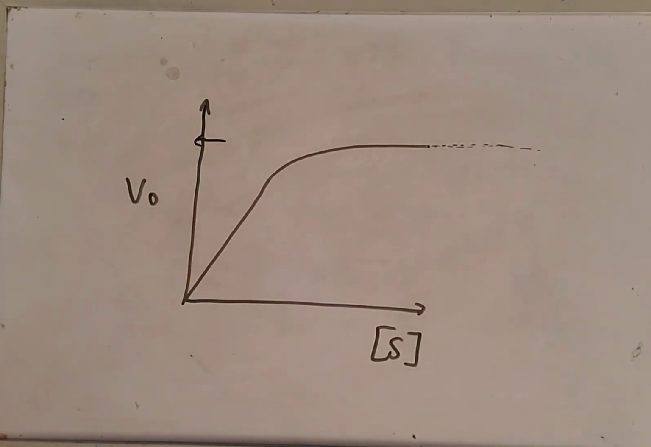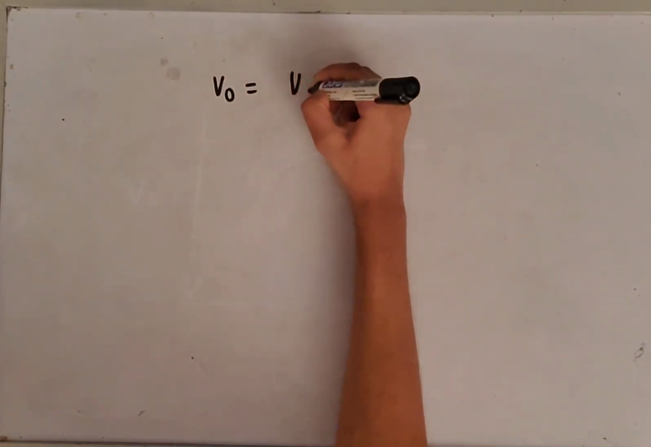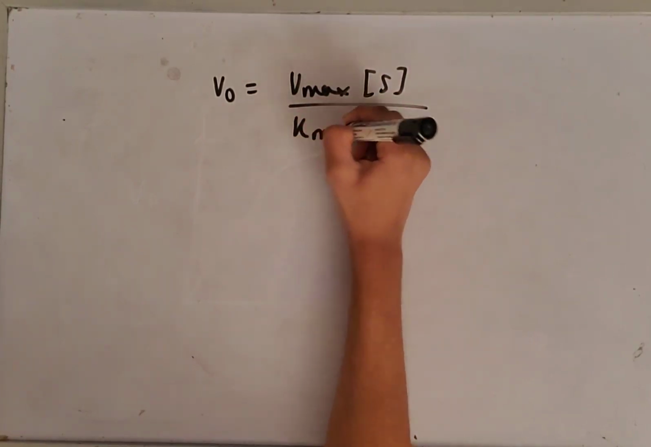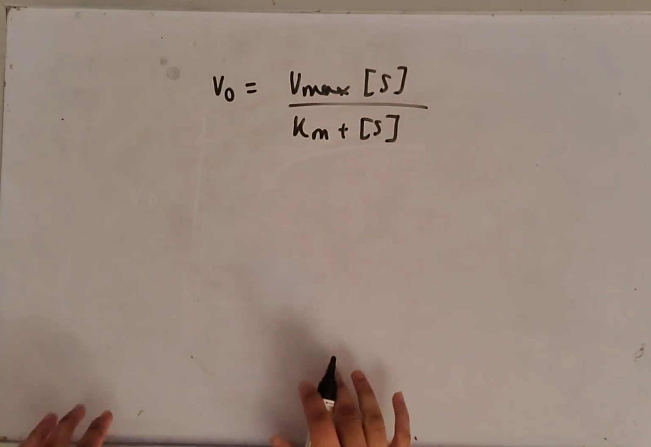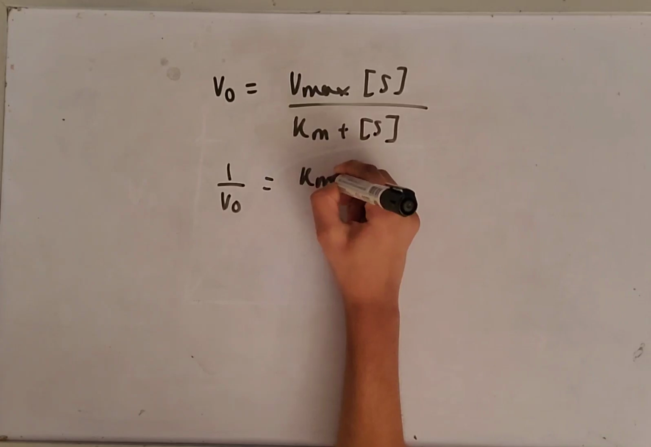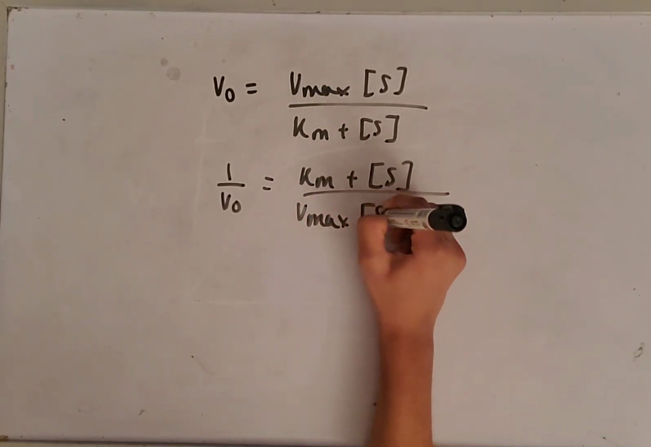So what two scientists did, Lineweaver and Burk, they decided to take the Michaelis-Menten equation and linearize it to plot it as a straight line so that Vmax could be more accurately determined. So if we write down our Michaelis-Menten equation, V0 is equal to Vmax times S over Km plus S, what we do is we invert it, so that would become 1 over V0 is equal to Km plus S divided by Vmax times S.